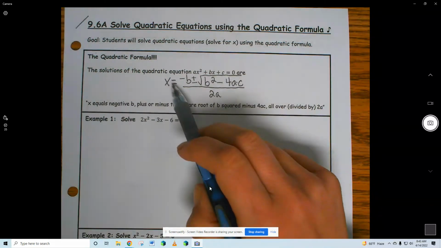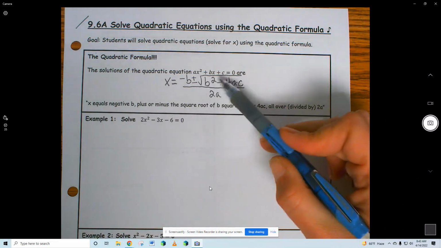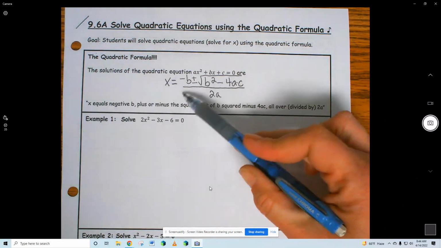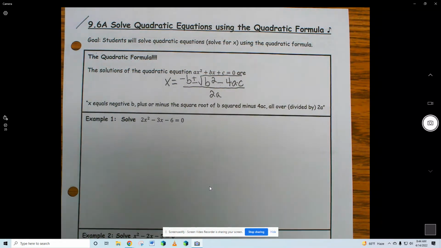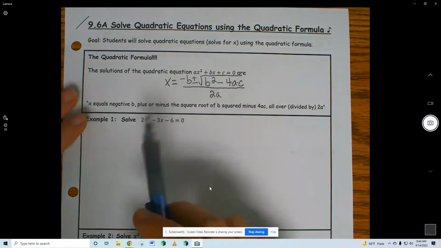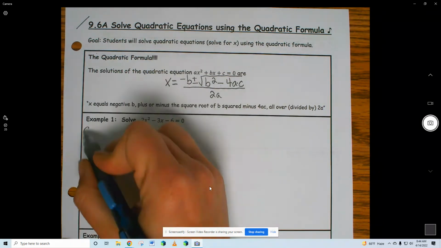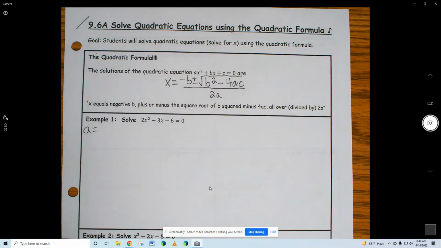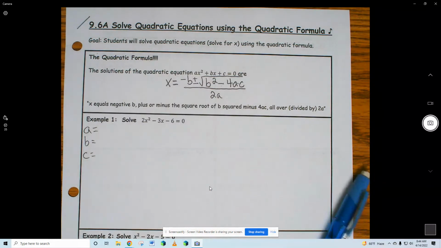X equals negative B plus or minus the square root of B squared minus 4AC all over 2A. So this is a way to remember it. It's just a technique, a song. And we need to find A, B, and C in our formula. So right now, I'm going to start off by identifying what's A, what's B, what's C.